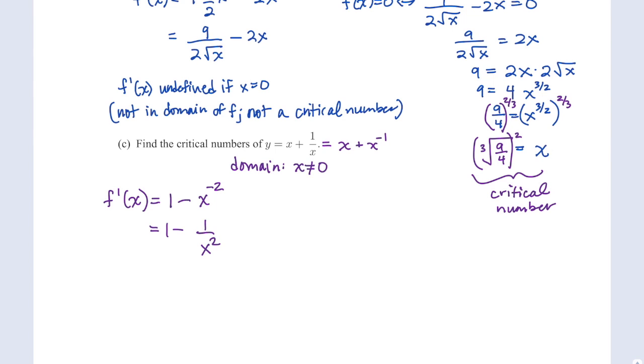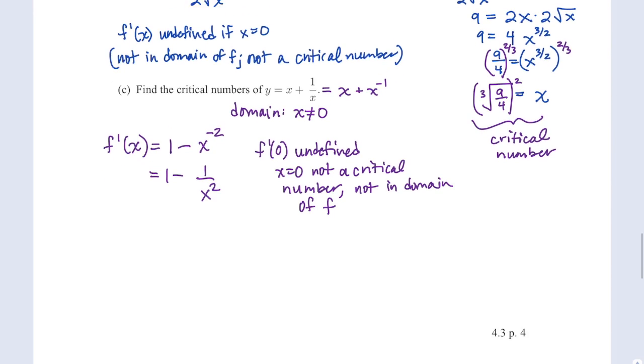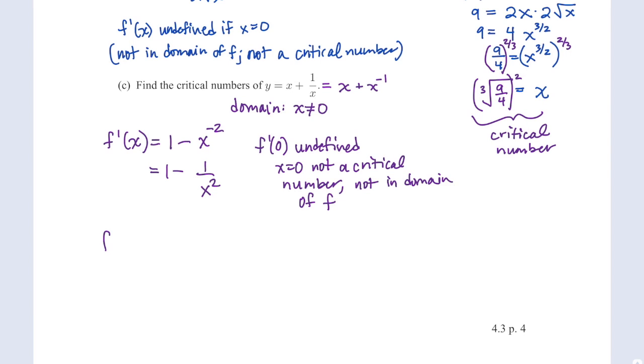So I can see f prime at 0 is undefined, but 0 is not a critical number because 0 is not in the domain of f. So a critical number for the function needs to be in the domain of that function. But we want to know where this derivative is 0.